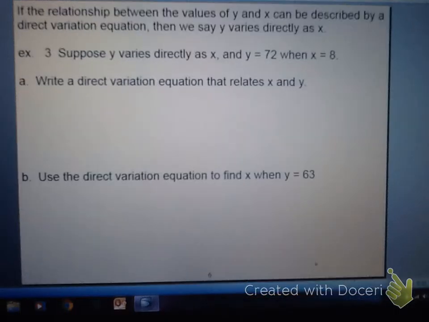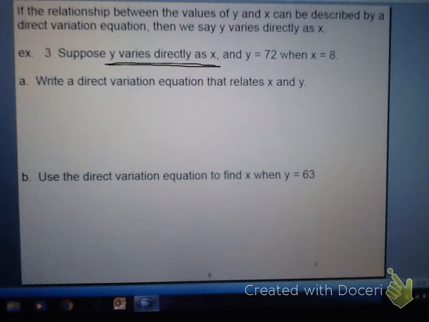If the relationship between the values of y and x can be described by a direct variation equation, then we say y varies directly as x. Suppose y varies directly as x, and y is equal to 72 when x is 8. Write a direct variation equation that relates x and y.